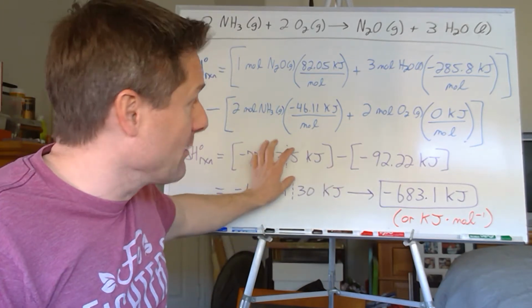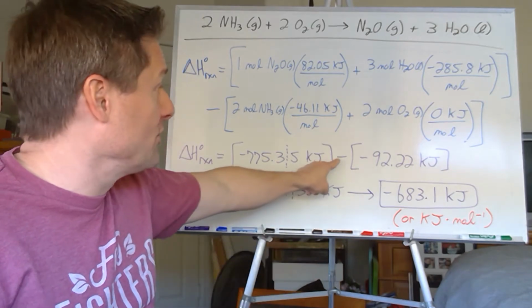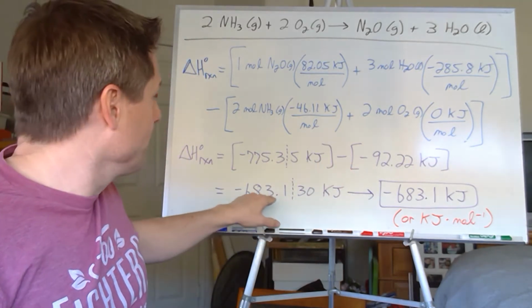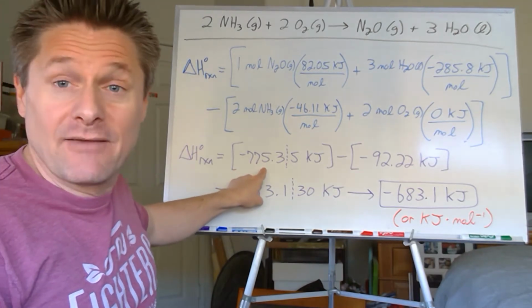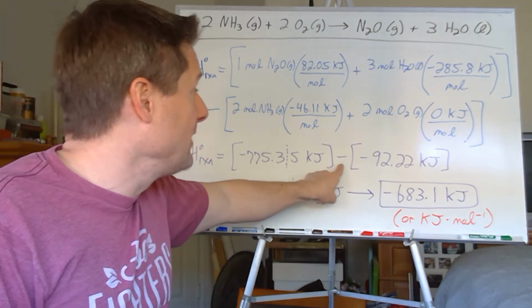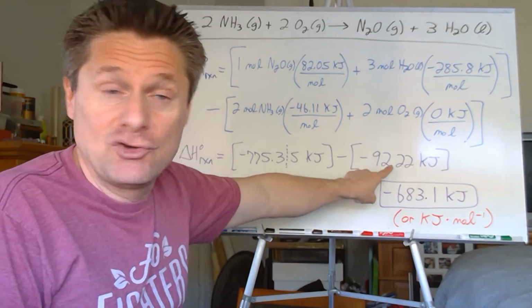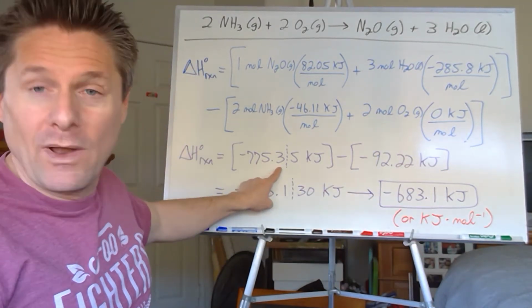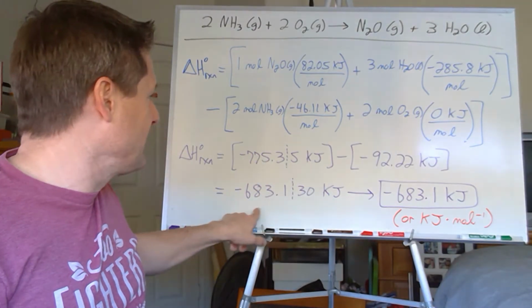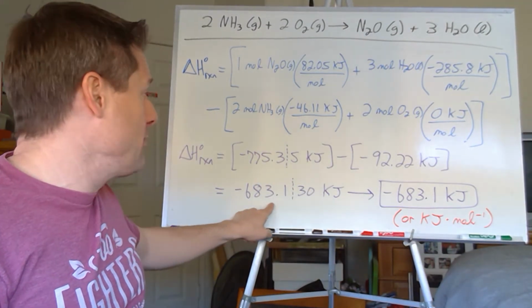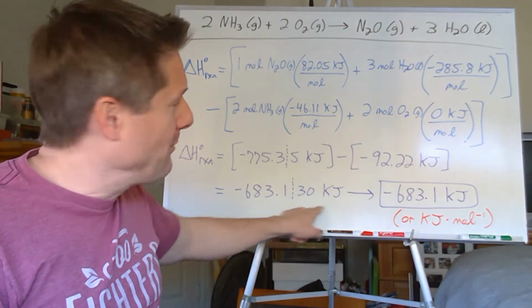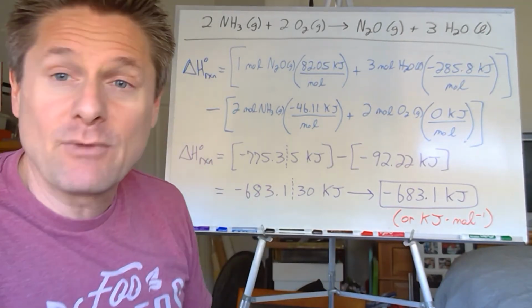And then we're taking the products minus the reactants. Of course, here we're subtracting a negative, so it's going to be a little less negative than that. So negative 775.35 kilojoules minus negative 92.22 kilojoules. That's good to 2 decimal places, the 100th place, and that's good to 1 decimal place, the 10th place. So we're good to the 10th place. I get negative 683.130 kilojoules. That's not going to round up, so it stays as negative 683.1 kilojoules.